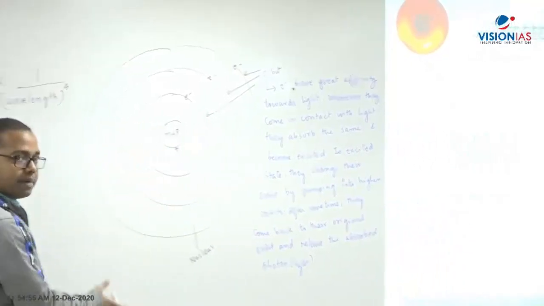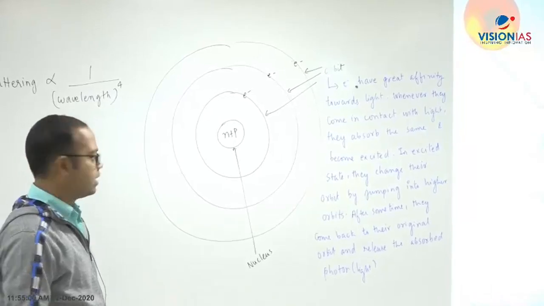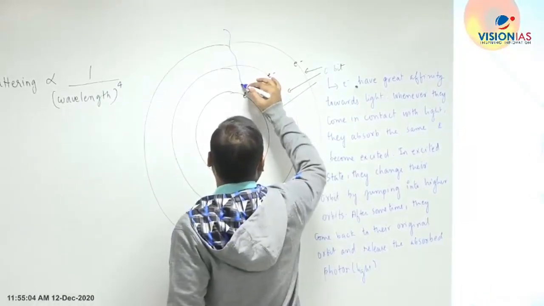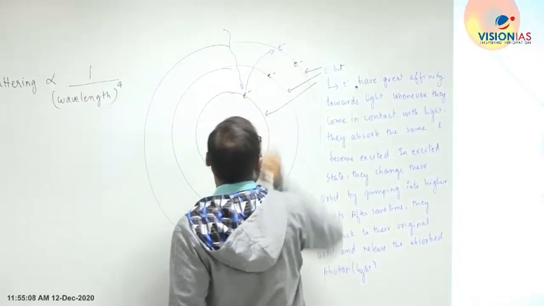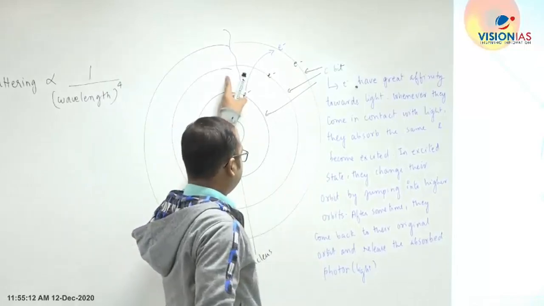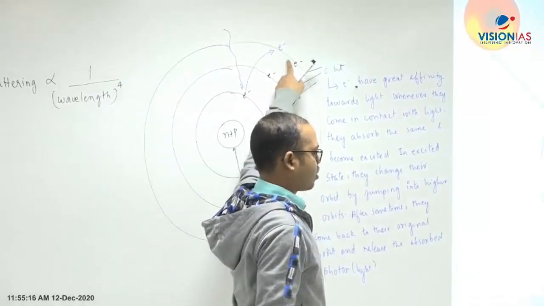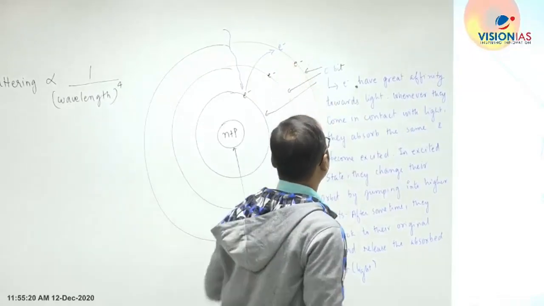I hope you were copying this. Don't expect that whatever I have written I will dictate. So suppose light was coming on this electron. So this electron will become excited and it changes its orbit. Okay? First understand, I will give you some time. So when light was coming, it absorbed, it became excited, it changed its orbit. Whatever is written, I am just making you understand. So it changed its orbit.